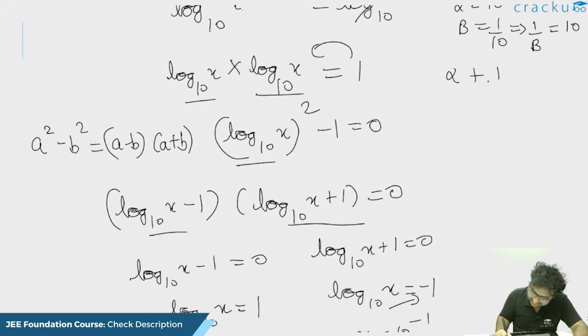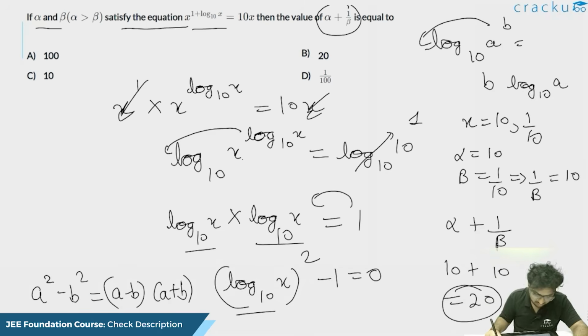So we have been asked alpha plus 1 by beta. So alpha is 10 plus 1 by beta is 10. So this is equal to 20. Hence option B is the correct answer.